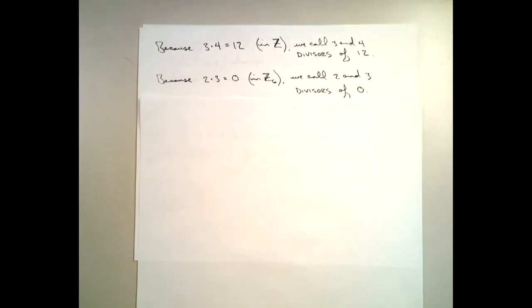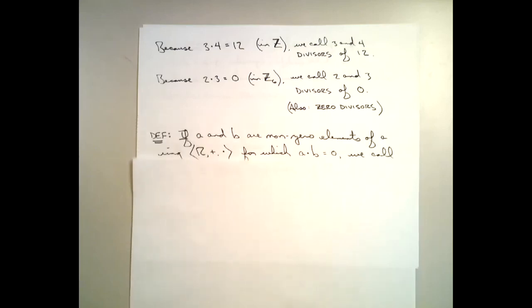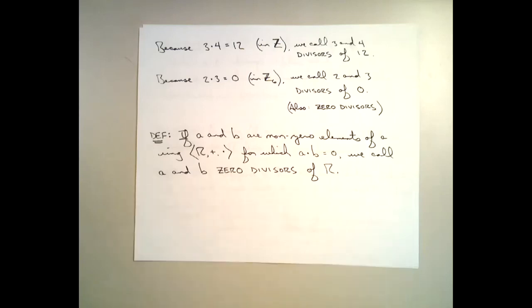Sounds funny because ever since elementary school, you've been taught never divide by 0. You can't divide by 0. Well, actually, you can in some other structures. And here we have such a thing, right? 2 times 3 is 0 means that 2 and 3 are divisors of 0. Sometimes we also will refer to them as 0 divisors. Also, let's just go ahead and state that formally. So if A and B are non-zero elements of a ring for which A times B is 0, we call A and B 0 divisors of R.